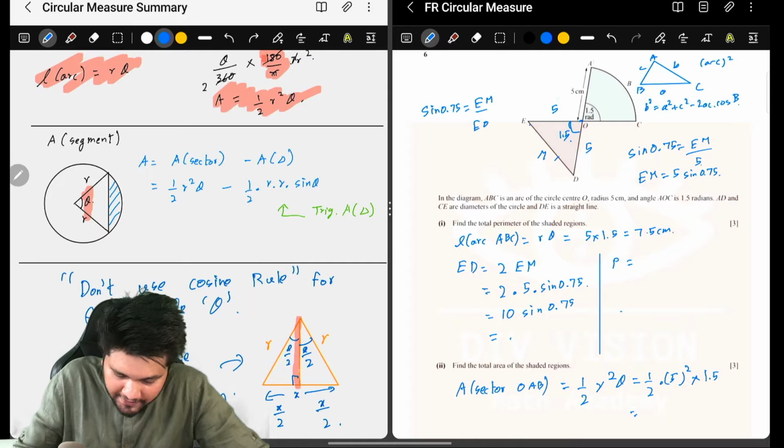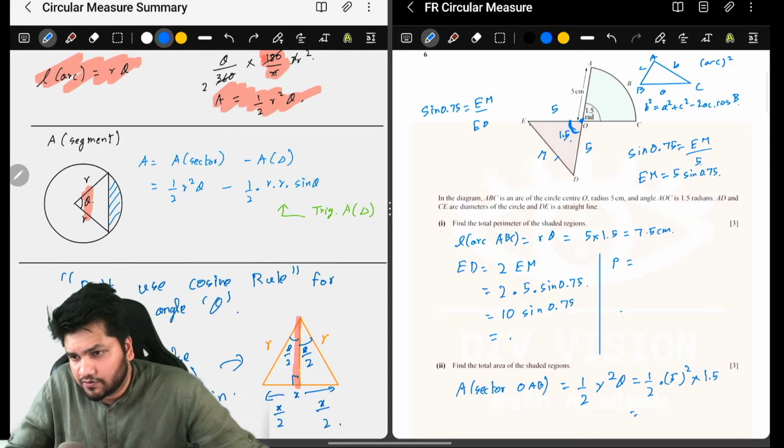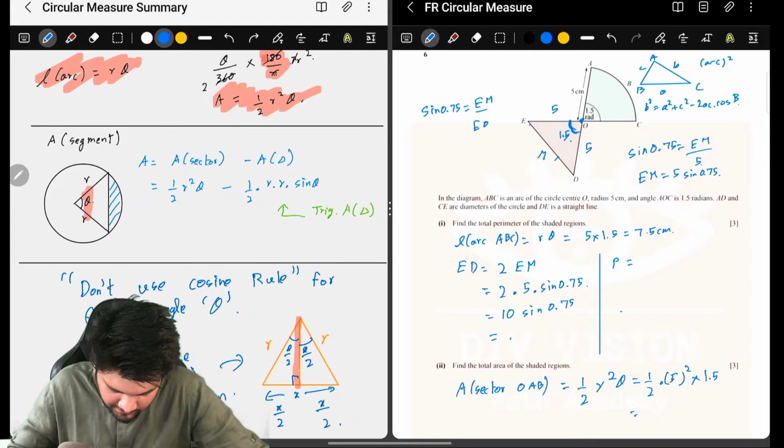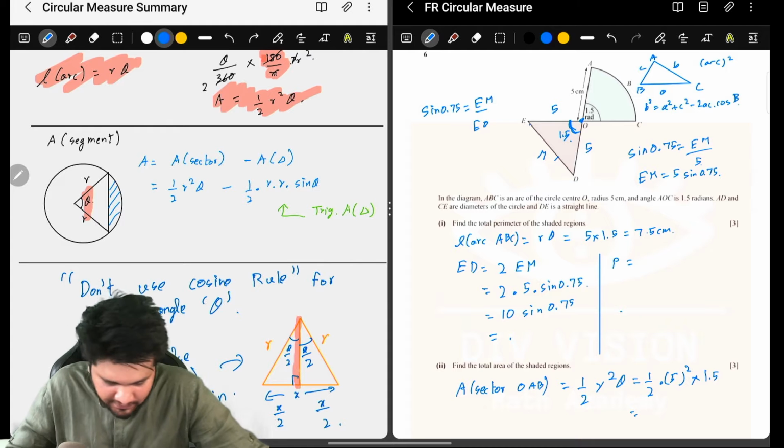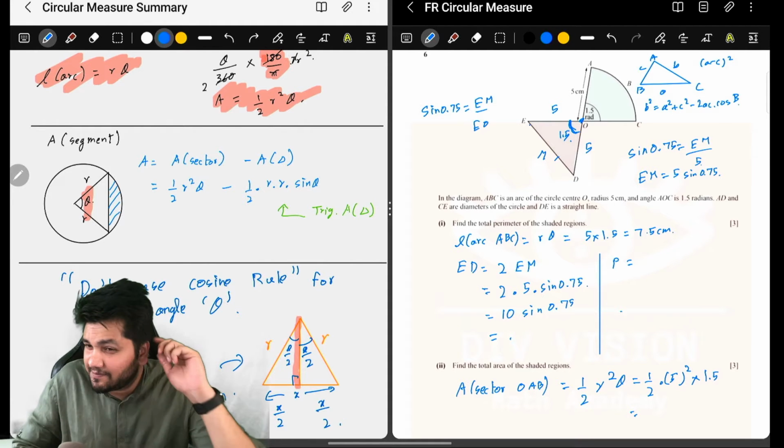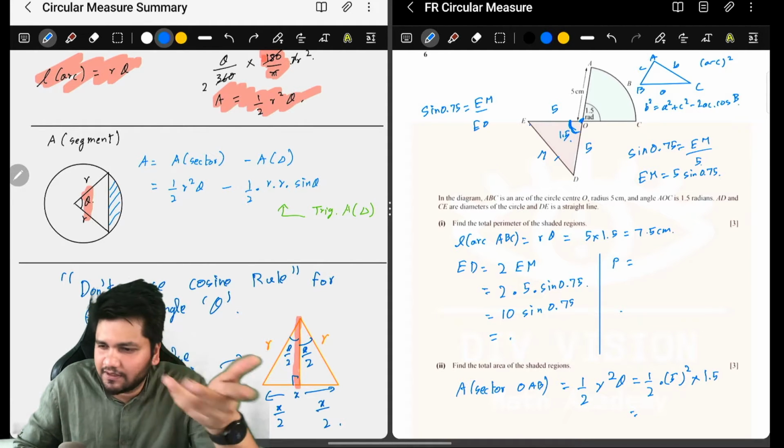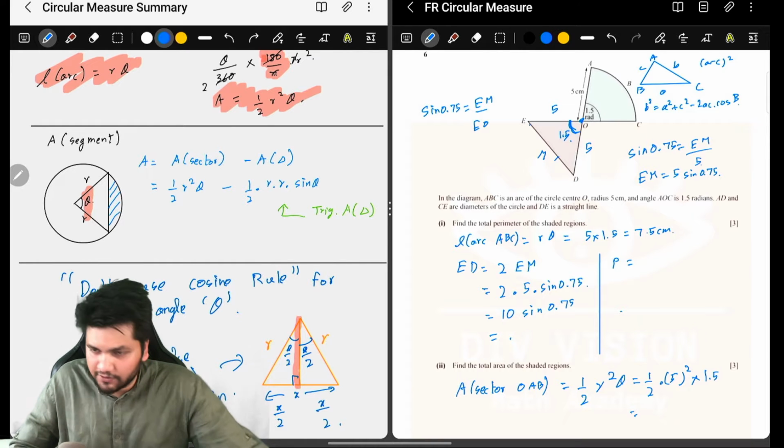The moment I see AD and EC are diameters and O is the center, obviously this is going to be 5, this is going to be 5. And this angle they have given is 1.5 radian. So the other angle, the vertically opposite angle, is also going to be 1.5 radian. And ED is a straight line. You have to find the perimeter and the area of the shaded region, so it will cover almost all the formulas we need for circular measure.